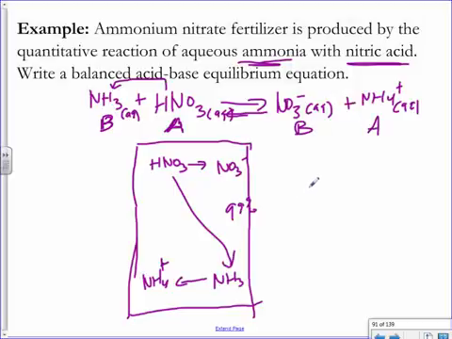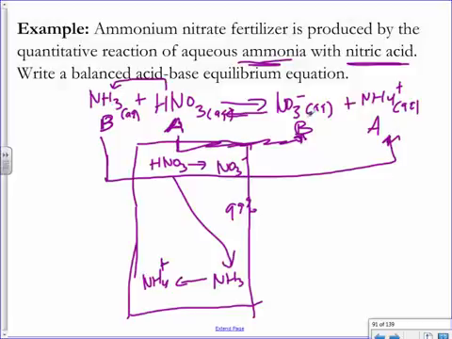So one of the skills I need you guys to have, not for tomorrow, but in the future, is to be able to label acids and bases, plural. Sometimes you even need to know the conjugates. These ones right here are conjugates with each other, and these ones right here are conjugates with each other. So far, so good?